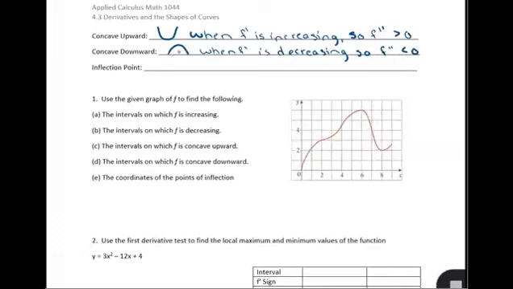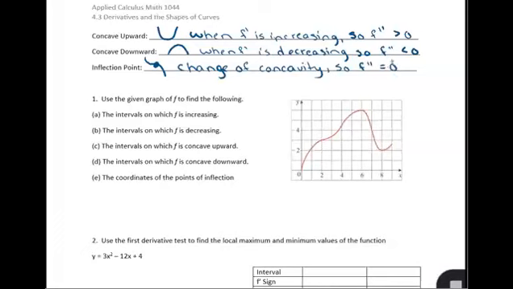Now we have an inflection point, and that is where the concavity changes. So maybe it's concave up and it switches to concave down. Right here, where the concavity changes, that would be our inflection point. So an inflection point correlates to the change of concavity, and that is going to mean that our second derivative is going to equal 0.